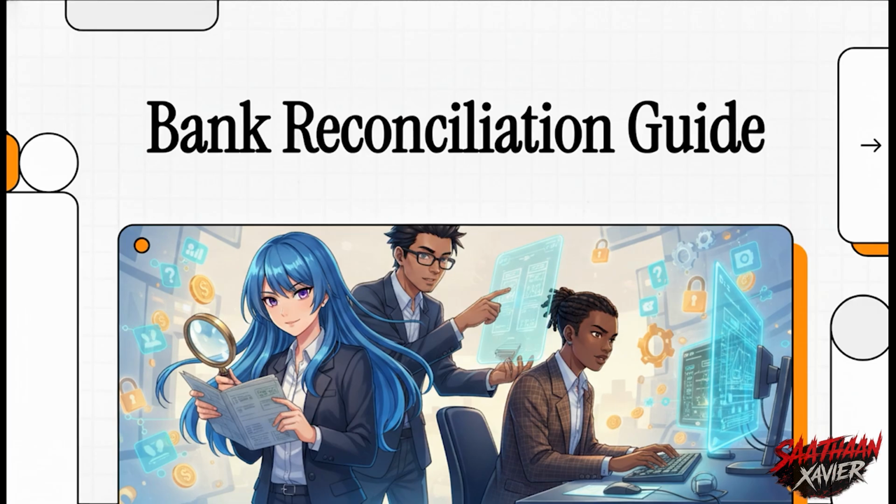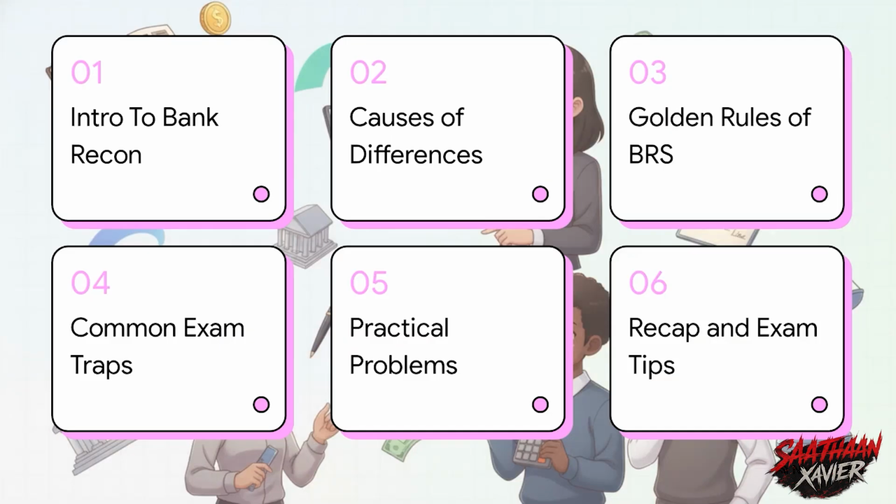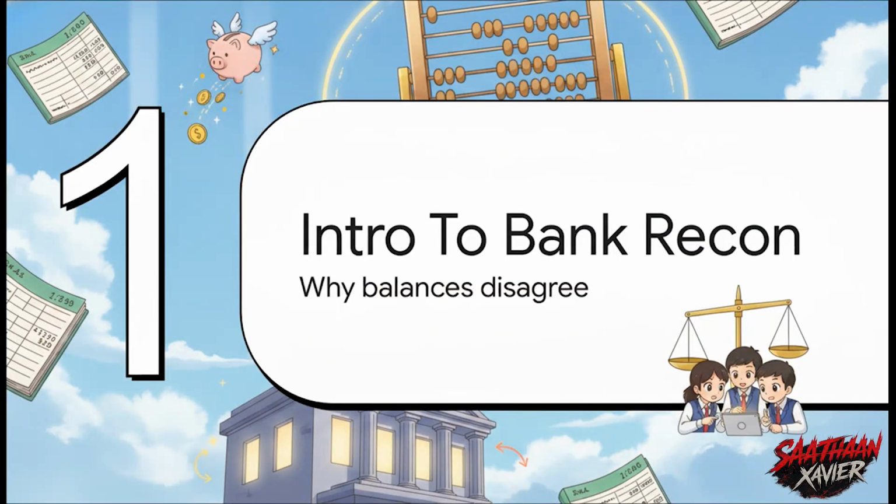Seriously, you aren't just crunching numbers here. You are essentially a financial detective, and your job is to search for the truth between 2 very different sets of records. So we have a super packed agenda for today. We'll kick things off with a quick intro to bank reconciliation, figure out the actual causes behind those balance differences, and then lay down the golden rules of BRS. After that, we'll tackle some common exam adjustments, solve a few practical problems together, and finally wrap it all up with a solid recap and some exam tips. Let's get to it. Starting right off with Section 1, an intro to bank reconciliation.